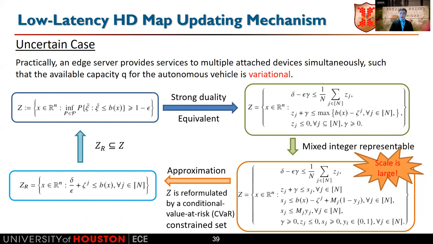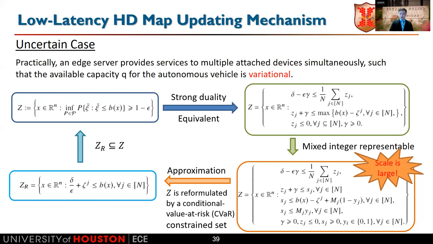By reformulating the feasible region in a conditional value at risk way, we can derive the approximation solution, which is Z_R. And actually Z_R is a subset of the original feasible region Z. Since all of the process can be proved mathematically, but because of the limitation of time, I just ignore the process of them.